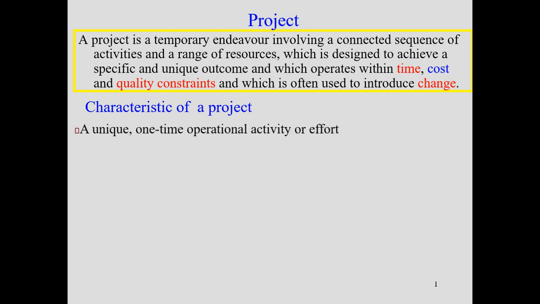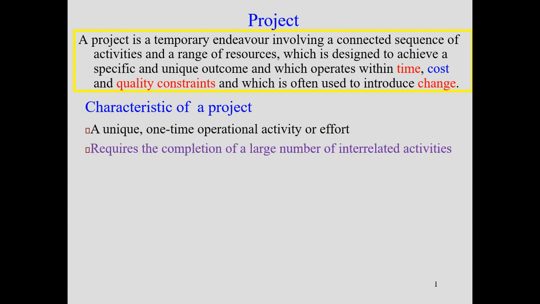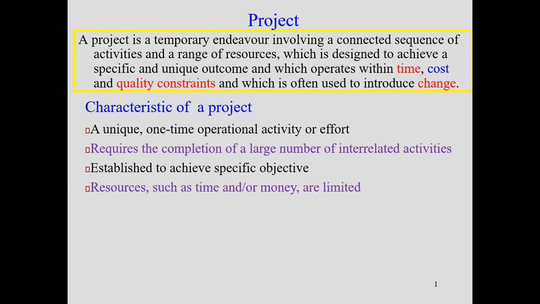Now, what are the main characteristics of a project? A unique one-time operational activity or effort. It requires completion of a large number of interrelated activities. So, a project normally consists of different activities, and all these activities are connected to one another. Established to achieve specific objectives of an organization. Resources such as time and or money are limited or restricted.